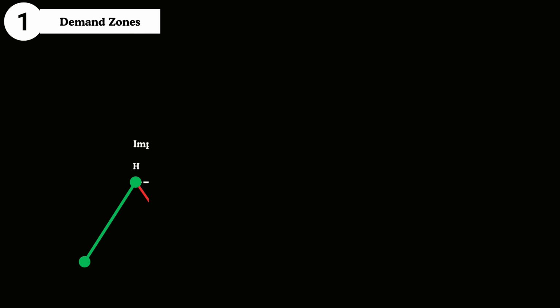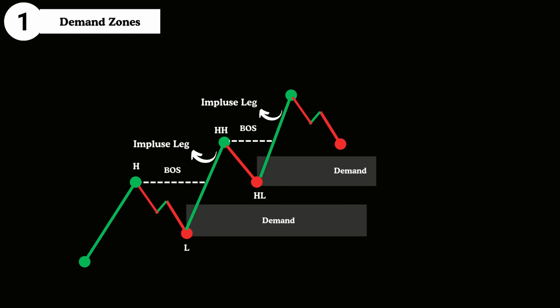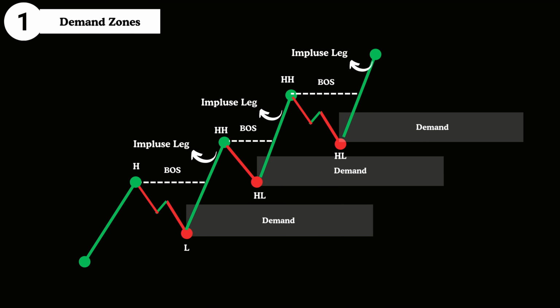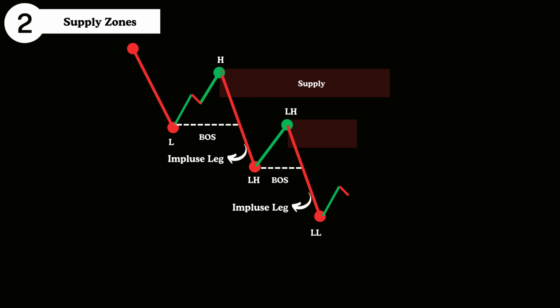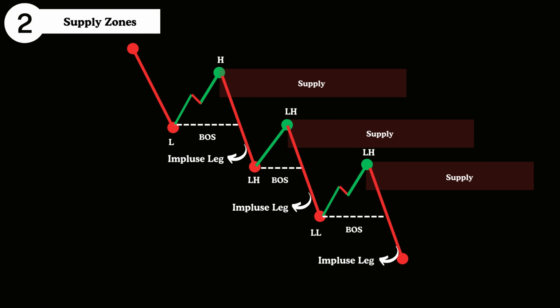In a bullish market scenario, whenever price breaks a previous high upward, it establishes an unmitigated demand zone connected to that impulse leg. Likewise, in a bearish structure, when price breaks a significant low downward, it generates an unmitigated supply zone. In essence, supply and demand zones are the regions from which price initiates a strong impulsive move that results in a break of structure.